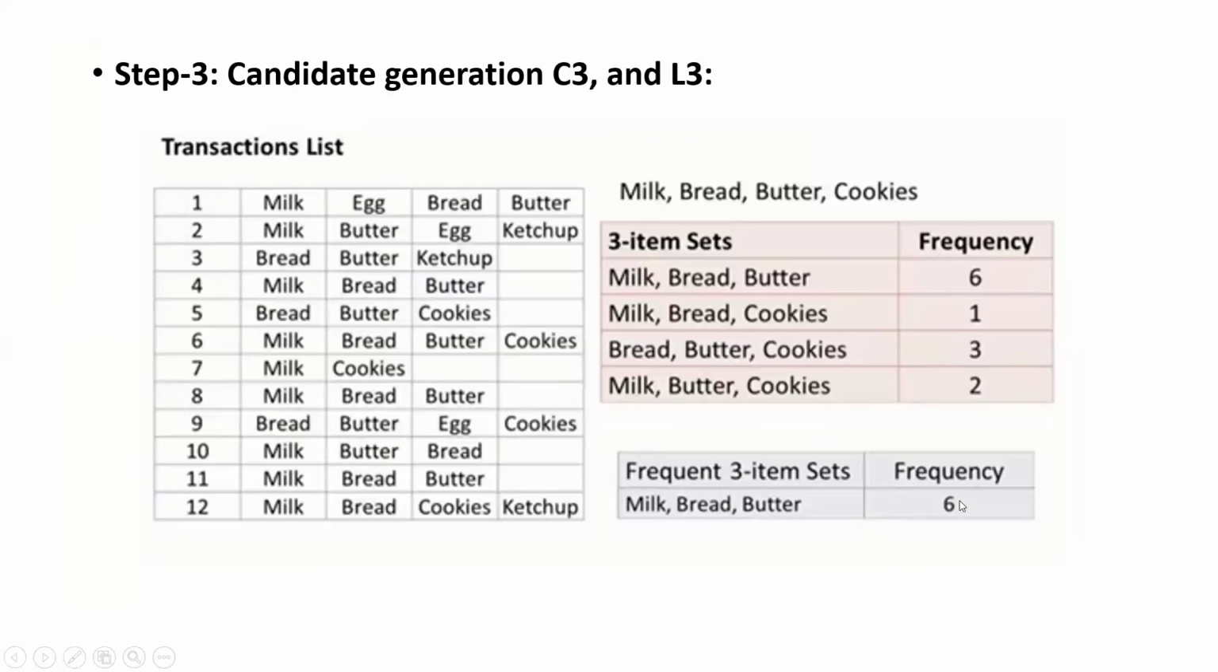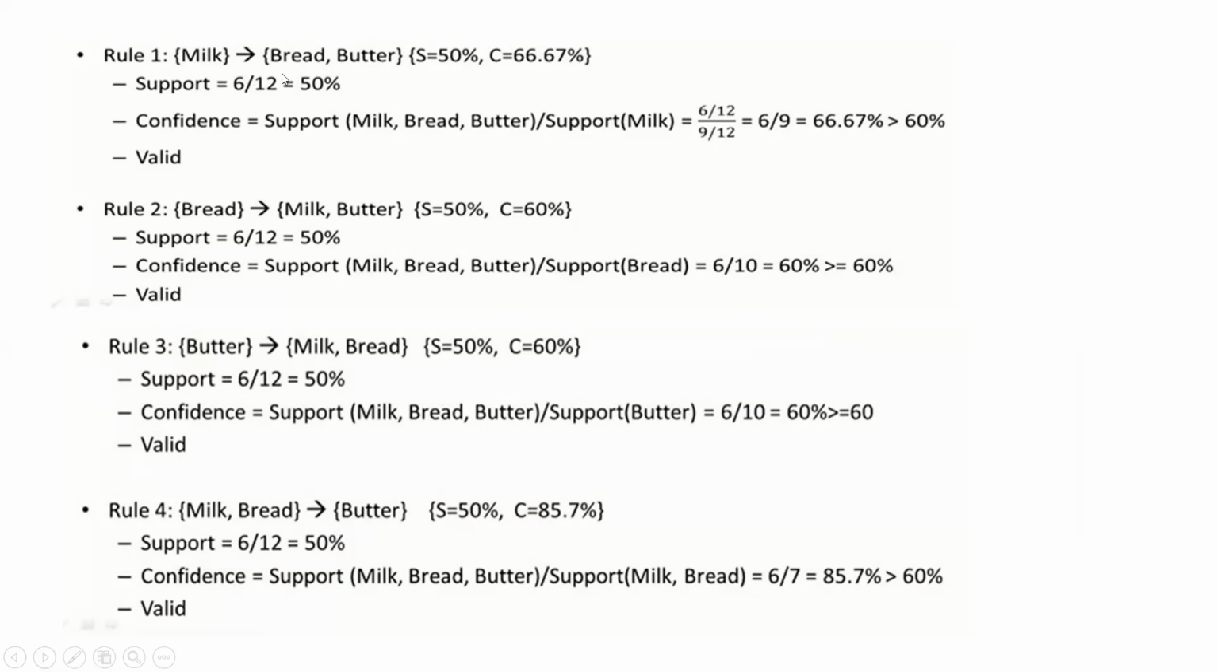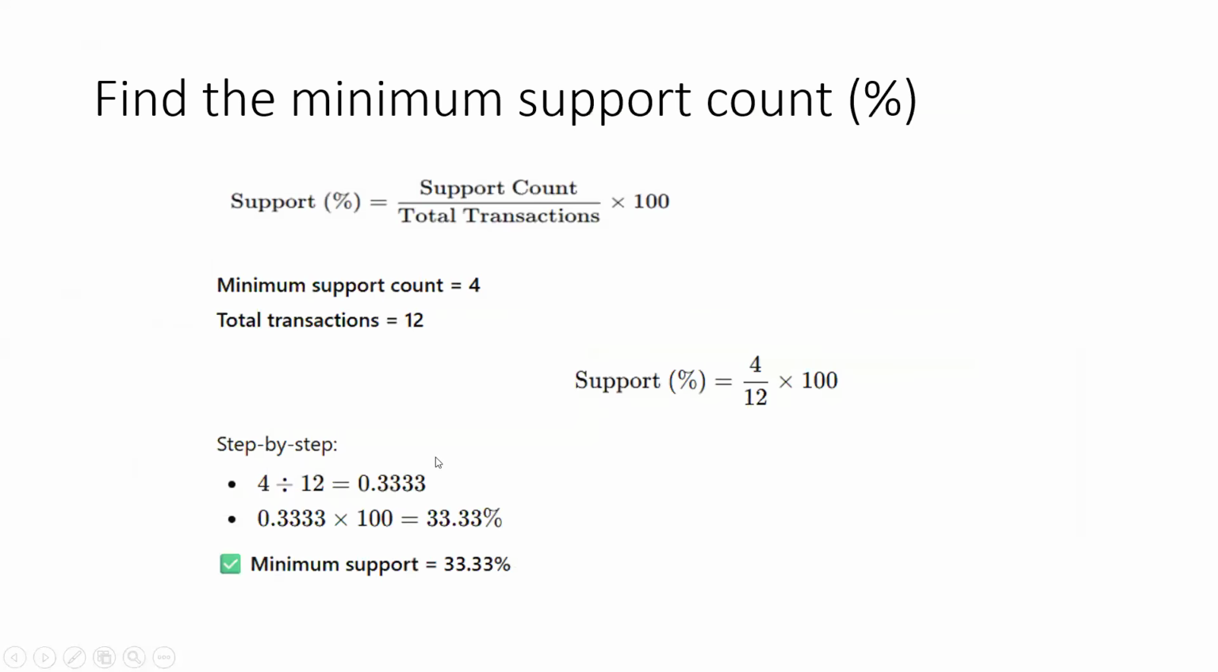This one. How many? 6. Okay, bread, milk, butter is 6. So the support is bread, milk, butter, all the 3 items, divided by the total number of transactions, that is 12. So for all the rows, the support will be the same thing. Support will be I divided by the total number of transactions. So that is 50%. But according to our calculation, what we got was 33.33.